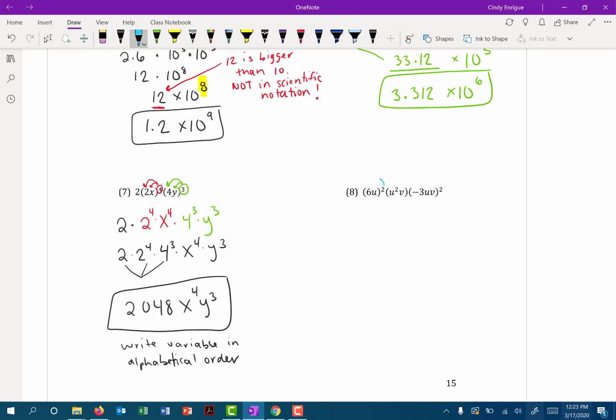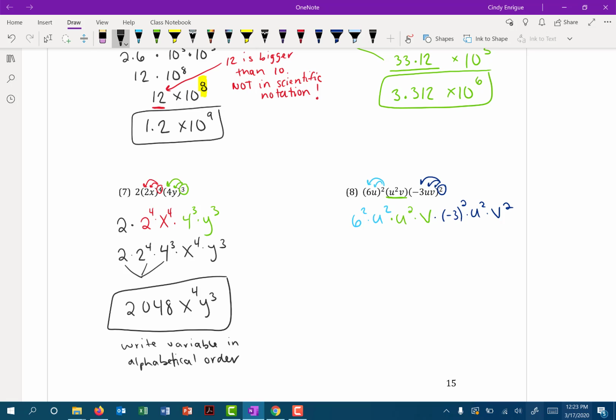So I'm going to try to do the exact same thing over here for number 8. I see this 2 inside parentheses, so I'm going to have a 6 squared times u squared. I see this set of parentheses, but there's nothing here, so I'm just going to rewrite it: u squared times v. And then over here, I'm going to have this 2 that's going to get distributed inside those parentheses. So now I have negative 3 squared, u squared, and v squared.